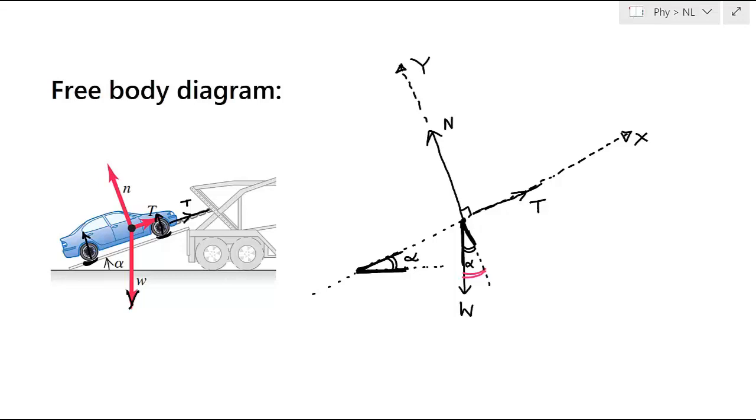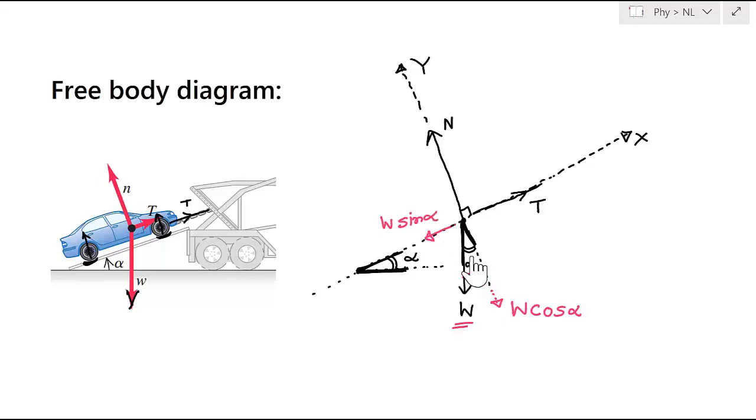So what will be the component of W in this direction? In this direction, this angle is alpha, so this will be W cos alpha. And what about in this direction? In this direction, W will have a component that is W sin alpha.